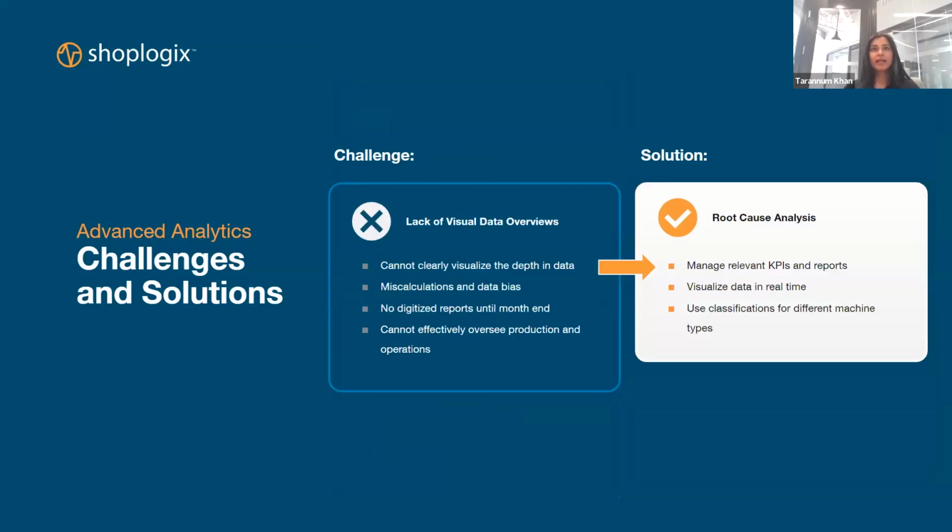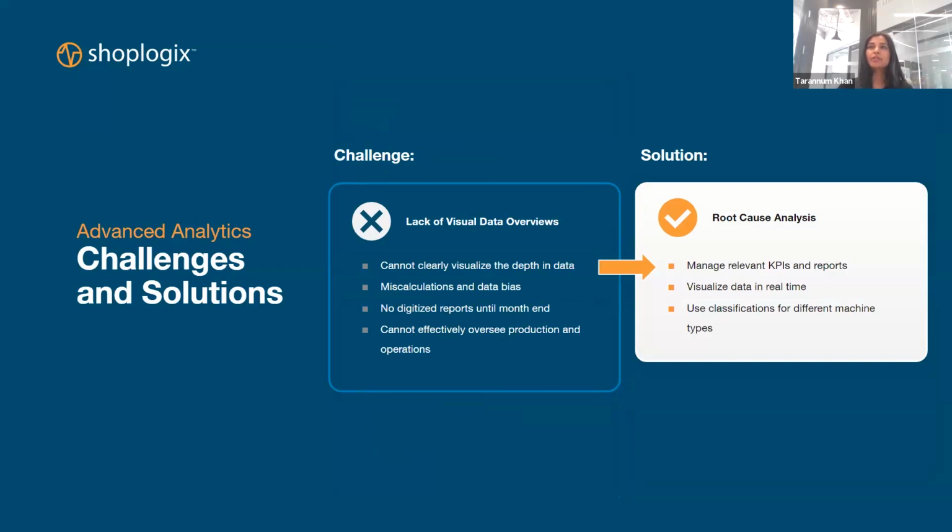Lack of visual data overviews is another challenge. It's often hard to clearly visualize how much data is available and what's really happening. There are miscalculations and data biases that can exist. A mix of digitized and non-digitized reports. And you really can't get a consolidated view until the end of the month, and cannot effectively oversee production and operations as a result. It's really bits and pieces versus a picture of what's happening in real time and just in time.